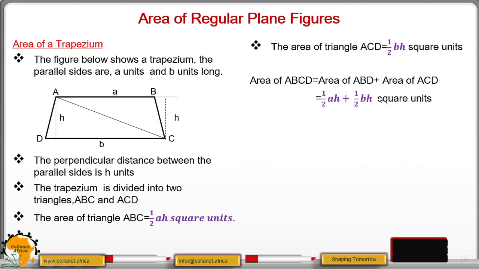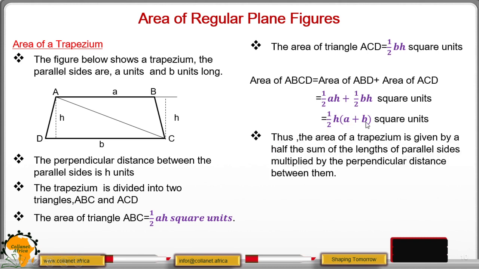By so adding, when you add the two, you will get a half h, that is the common value. You can factor it out. Then you are left with a plus b. So it is a half h, a plus b in brackets. This will give you the area of the trapezium.